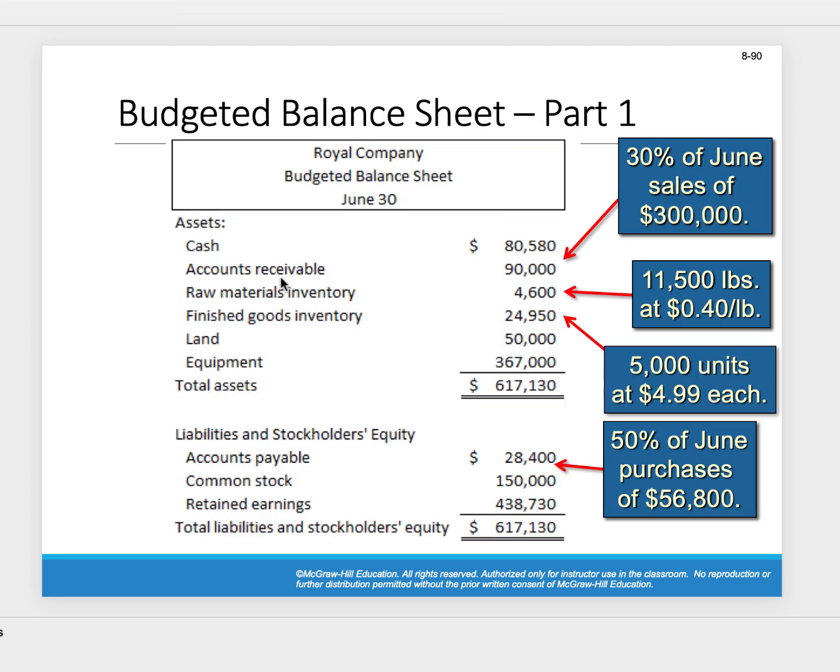Okay? Doing the balance sheet, same thing. We're looking at 30% of June sales to figure out what our AR is. We're looking at the raw materials inventory. How much do we have left over in poundage times the price? Same thing with units in finished goods, right? The finished goods ending inventory balance. Our accounts payable, we go to our disbursements and look at that, right? The direct material budget tells us how much we owe at the end of the month.